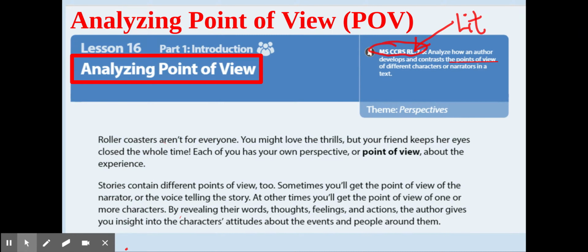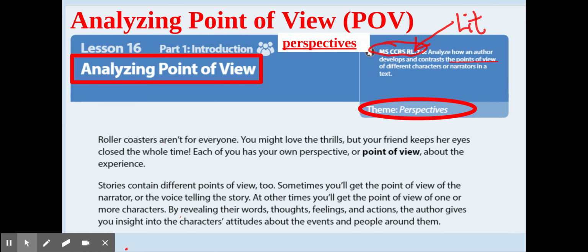In order to do that, we look at perspectives, which is going to be the theme throughout this entire lesson, lesson 16, dealing with perspectives. That's what each story is. So, what are perspectives, you ask? I'm so glad you did. So, we're going to write that down real quick.